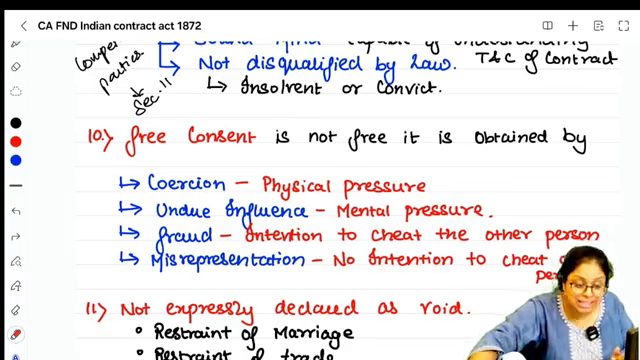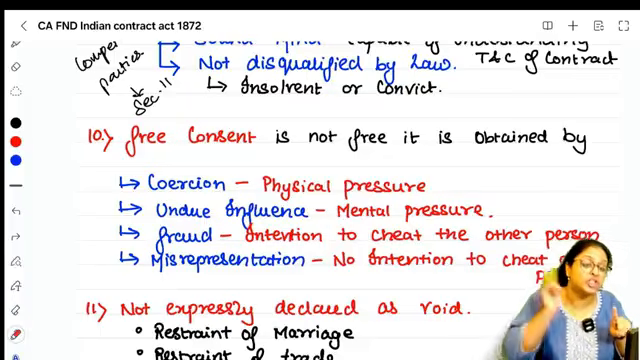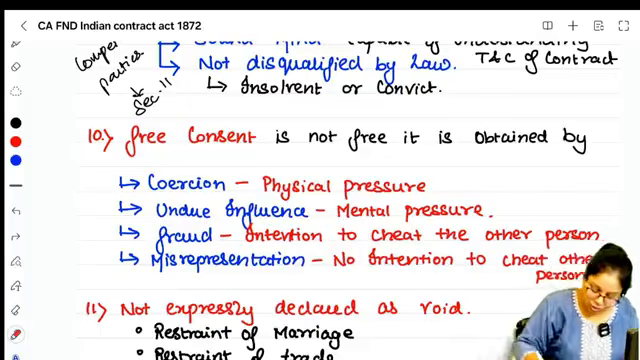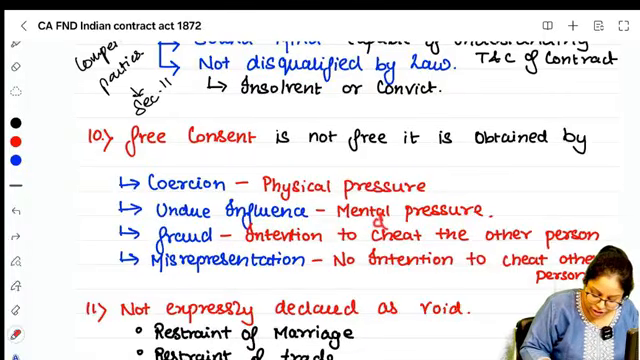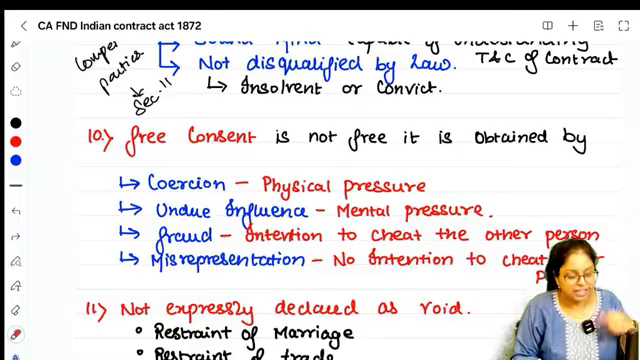It made all these statements with an intention to cheat me. Whenever there is an intention to cheat, instead of saying cheat, they say deceive. When there's an intention to deceive or cheat, it is fraud.